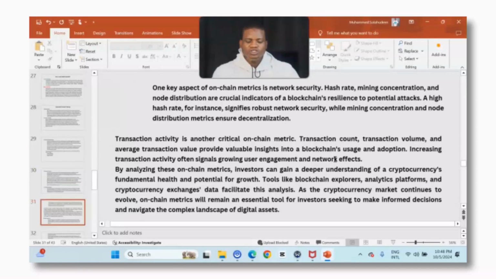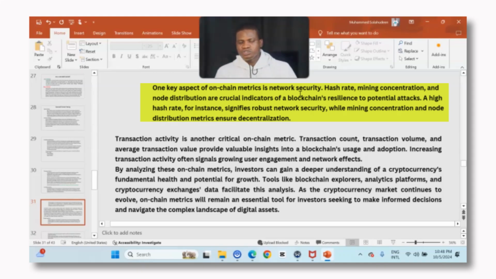Some of the key aspects of on-chain metrics that you have to look into when you are analyzing a crypto asset is the network security. How secure is this asset? What are the things put in place by the owners of the project to make it secure? What is the hash rate? What is the mining concentration? Is it true proof of work or proof of stake? And how is this asset being distributed?